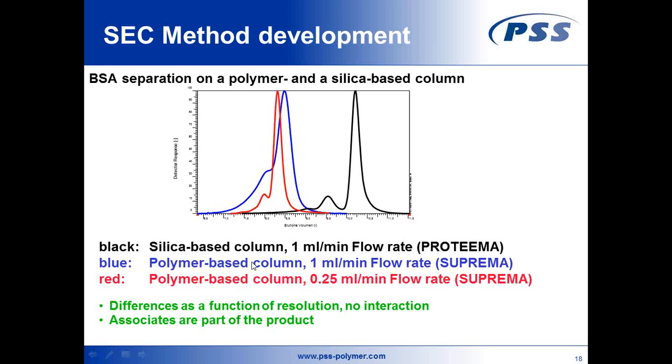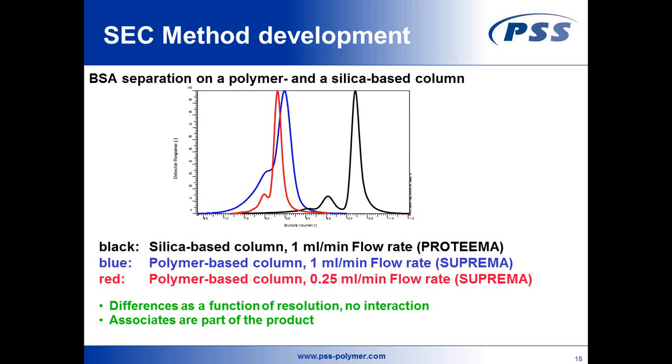and for 1 mL per minute, the comparable flow rate to the silica-based material, for the polymer-based material the blue elugram hardly indicates the dimer beside the monomer. If you reduce the flow rate, you do see the dimer more pronounced, but not as nicely as you could see this on the Protima silica-based column.